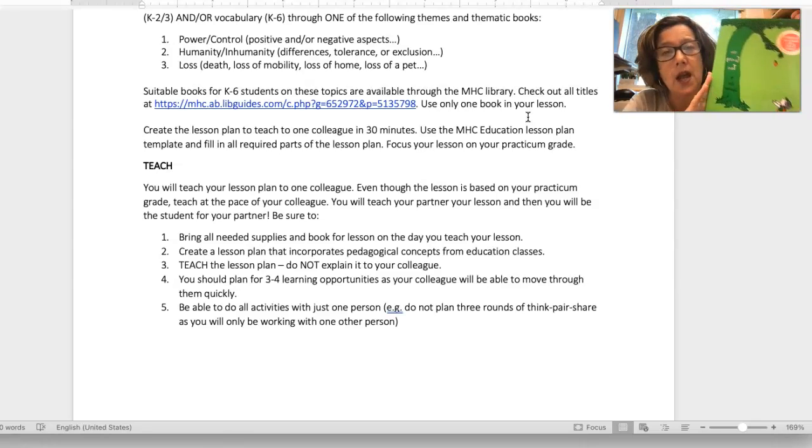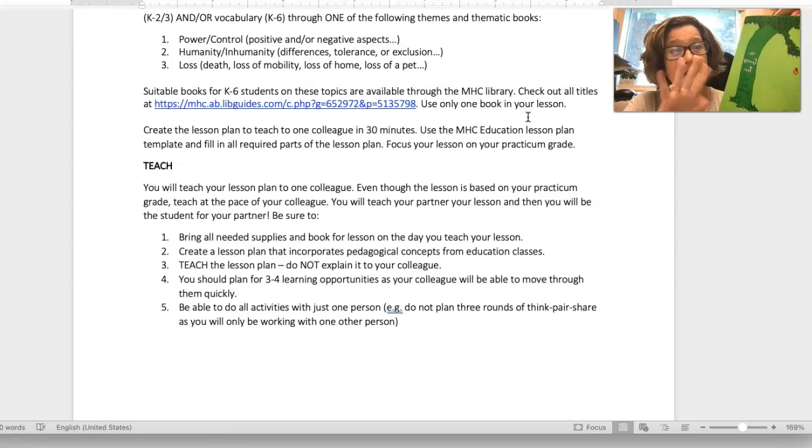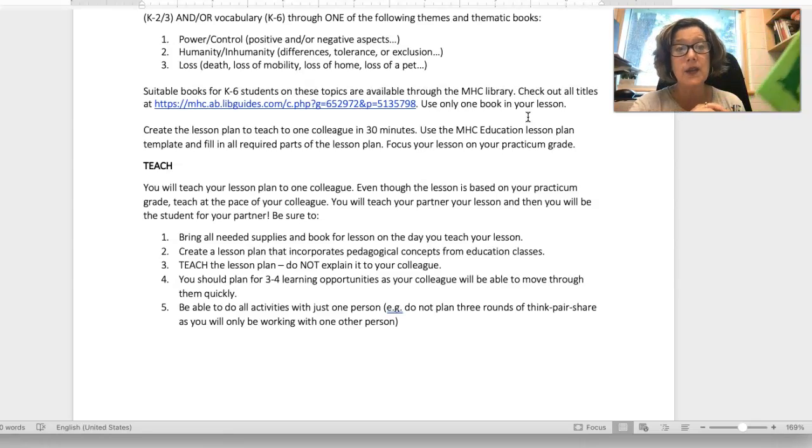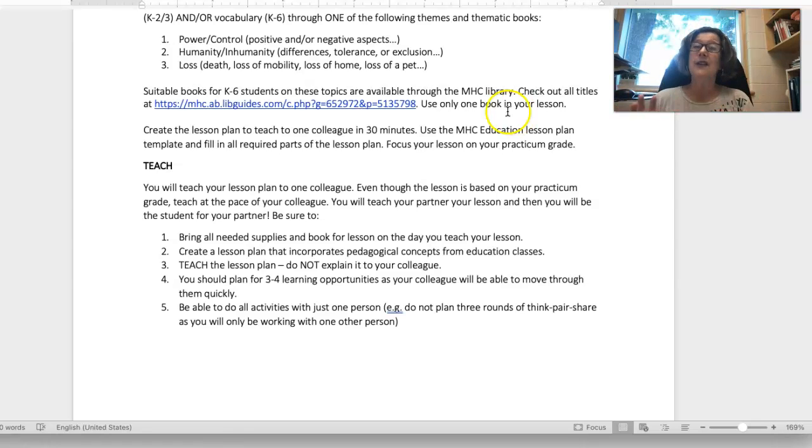One book, just an FYI, takes about 5 to 8 minutes to read. So if you're going to read the whole book, it's going to take up a little bit of time, but that's okay. Know that it's not going to just take 2 minutes. Books take like 5 to 8 minutes.